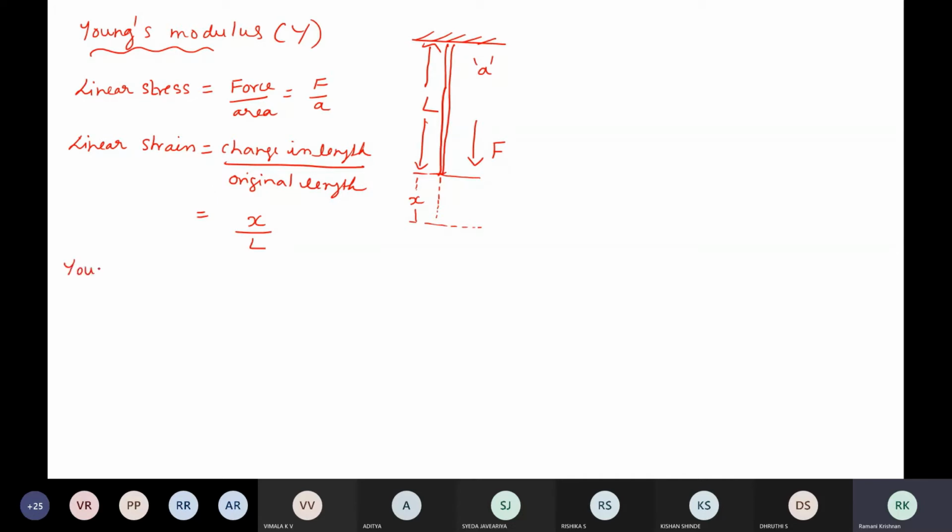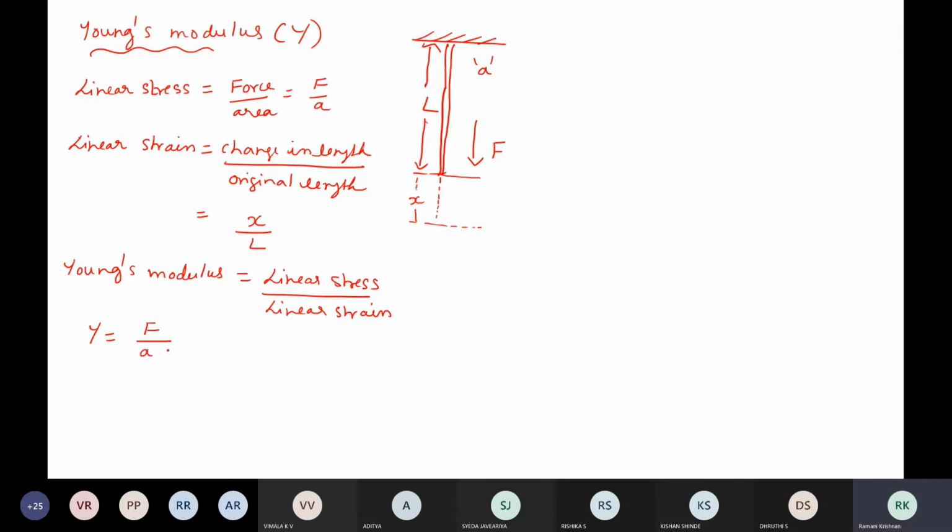Young's modulus is defined as linear stress by linear strain. Now you know that a modulus of elasticity is stress by strain, but for Young's modulus length is changing, so it is defined as linear stress by linear strain. Now let us substitute. I have the symbol Y. Y is equal to linear stress, which I'll write as F by A.